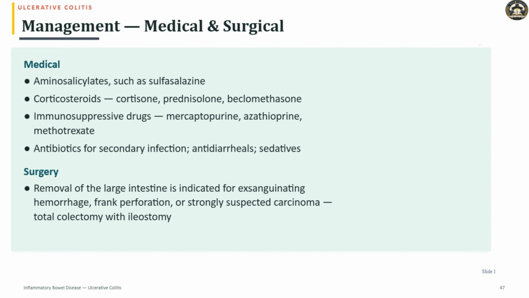Management for ulcerative colitis encompasses both medical and surgical interventions. On the medical side, treatment often includes aminosalicylates, such as sulfasalazine, and corticosteroids like cortisone, prednisolone, or beclomethasone, to reduce inflammation. Immunosuppressive drugs such as mercaptopurine, azathioprine, and methotrexate are also used. Additionally, antibiotics may be prescribed for secondary infections, alongside antidiarrheals and sedatives for symptom control.